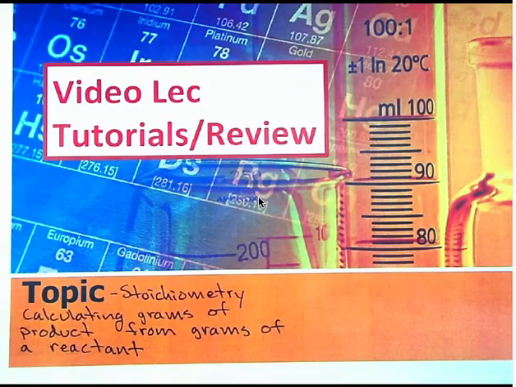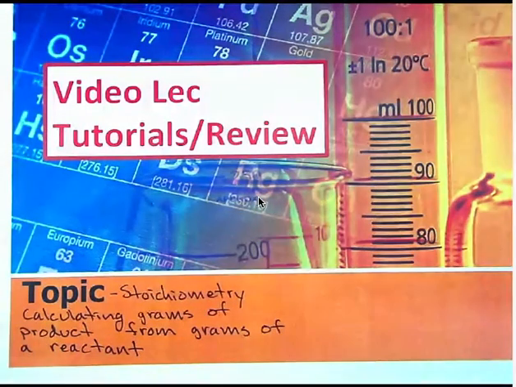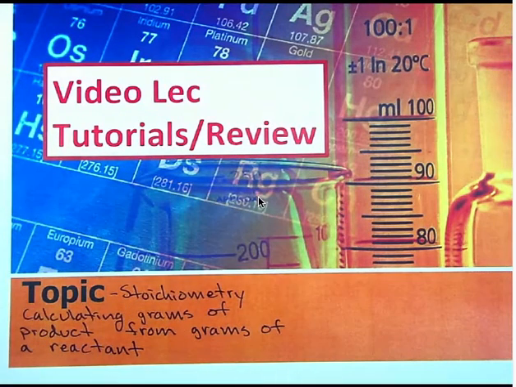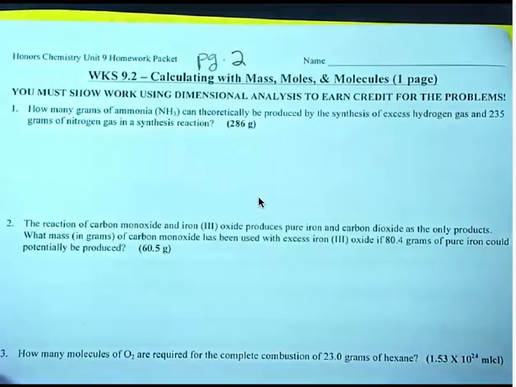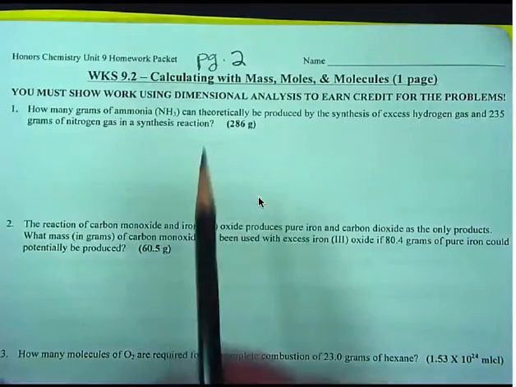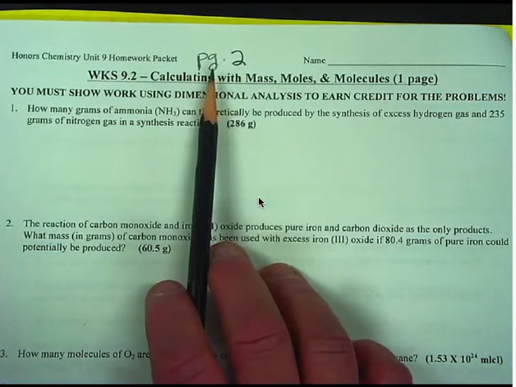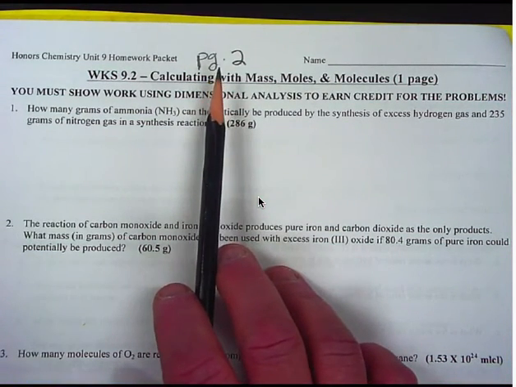This tutorial is an example calculation if you're given grams of a product and you're trying to figure out the grams of one of the reactants if the other reactant is present in excess, which means you have plenty of that. The example I'm going to do is found on page 2 of your homework packet.